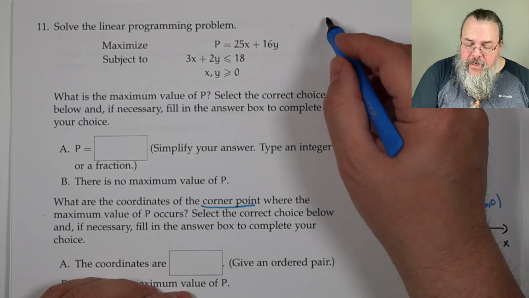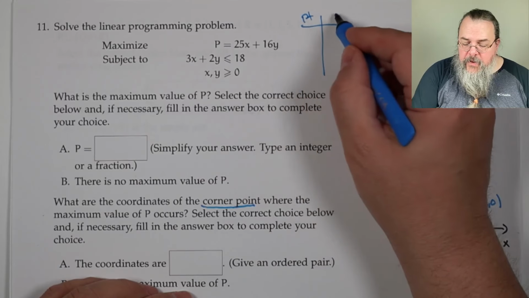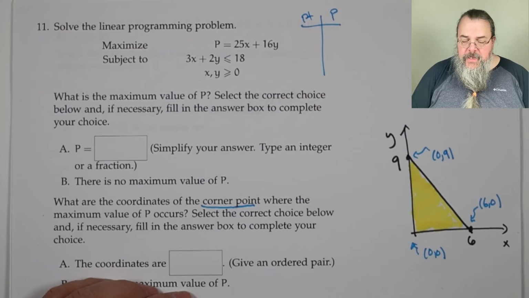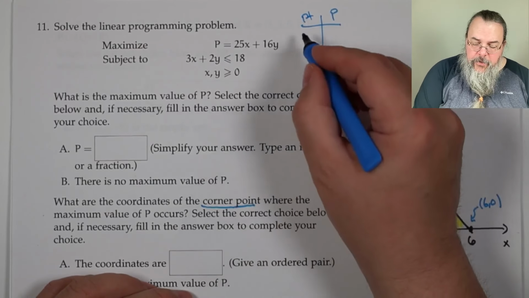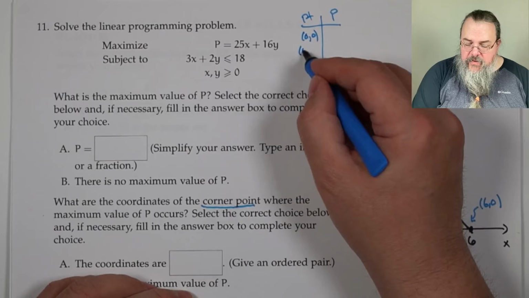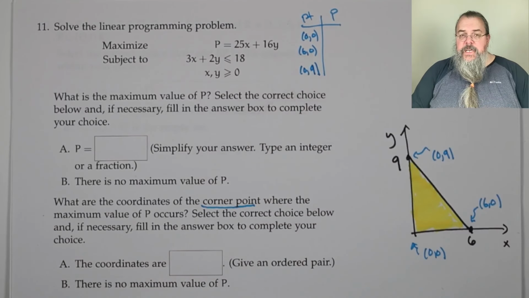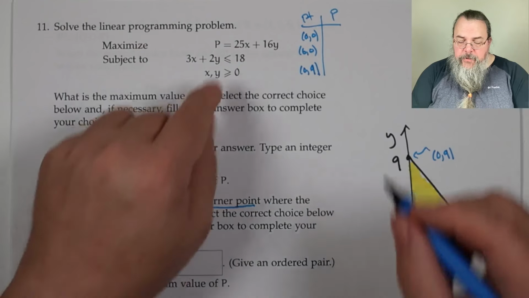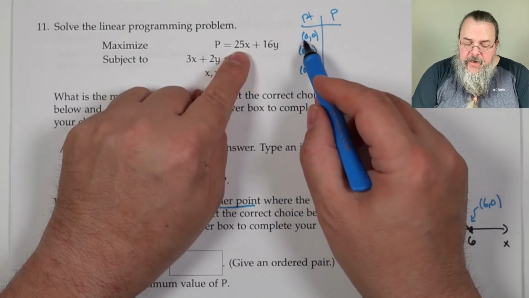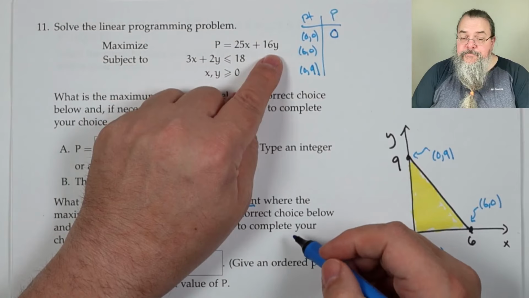So we're going to make a little chart here. We have our points. We have our value for P. So we have the points 0, 0, 6, 0, and 0, 9. And now, for each one of these points, we plug it in. 25 times 0 plus 16 times 0 gives us 0.